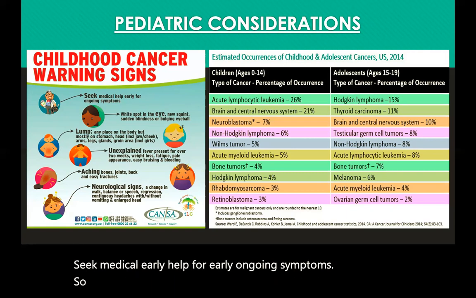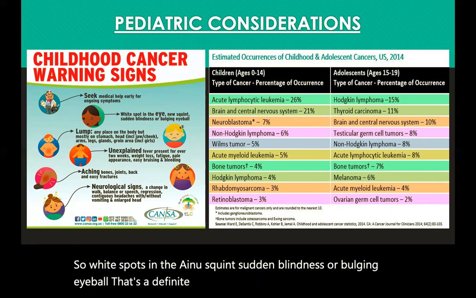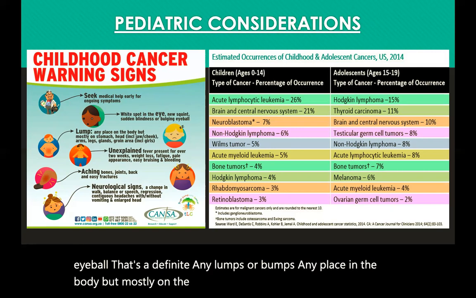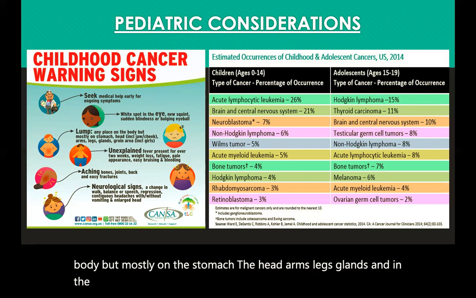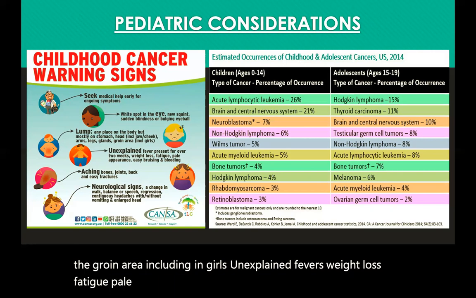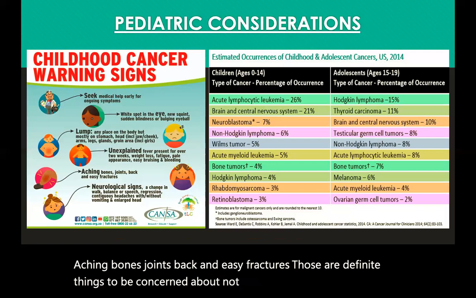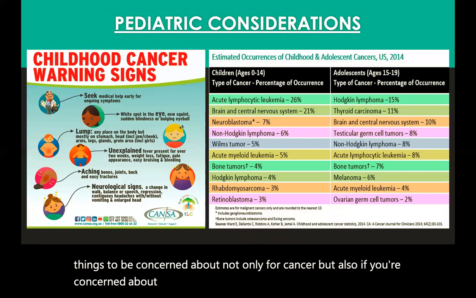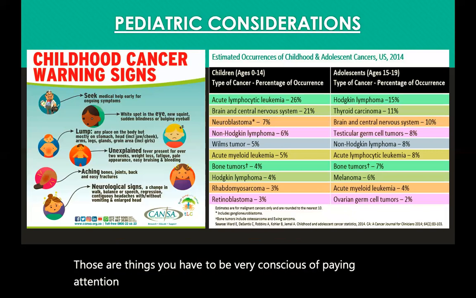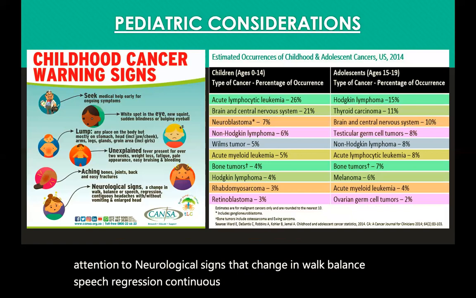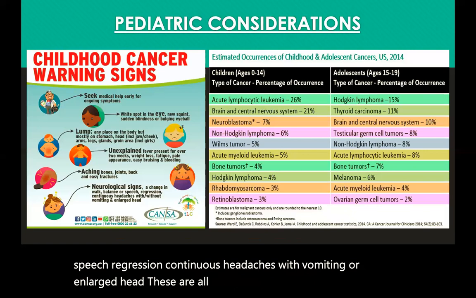So white spots in the eye, new squint, sudden blindness or bulging eyeball, that's a definite. Any lumps or bumps any place in the body, but mostly on the stomach, the head, arms, legs, glands, and in the groin area, including in girls. Unexplained fevers, weight loss, fatigue, pale appearance, easy bruising and bleeding is a big one. Aching bones, joints, back, and easy fractures. Those are definite things to be concerned about, not only for cancer, but also if you're concerned about abuse. Those are things you have to be very conscious of paying attention to. Neurological signs: a change in walk, balance, speech, regression, continuous headaches with vomiting or enlarged head. These are all indications something's going on.